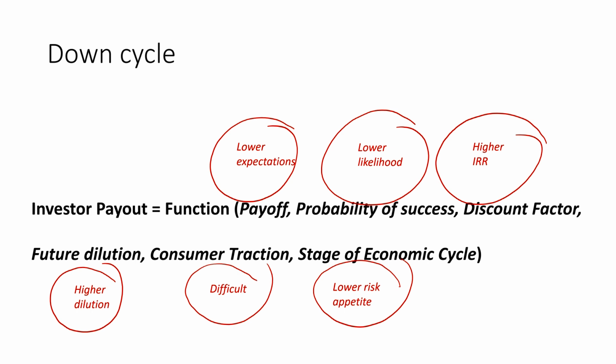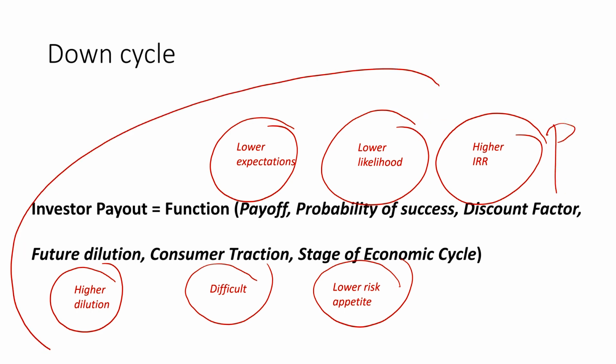So in a down cycle, valuations don't go down just because rates are higher. Valuations go down because all of these factors shift from blue and green into red. So you have to remember this. The down cycle is not just a function of the IRR. The down cycle is also a function of outlook and expectations.